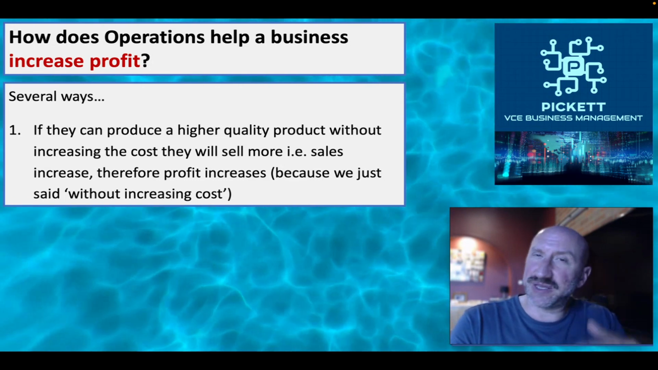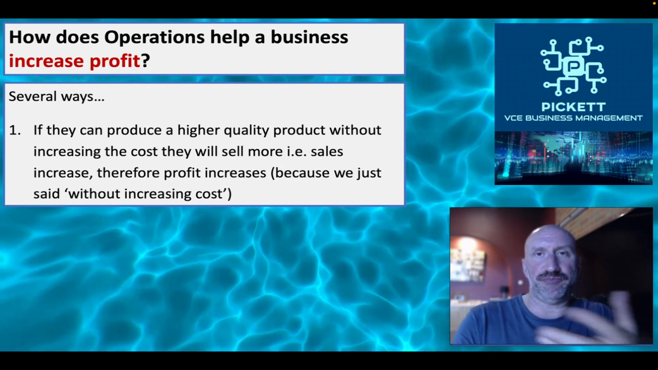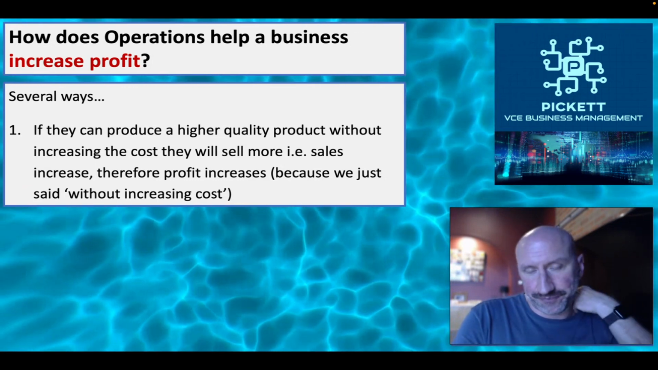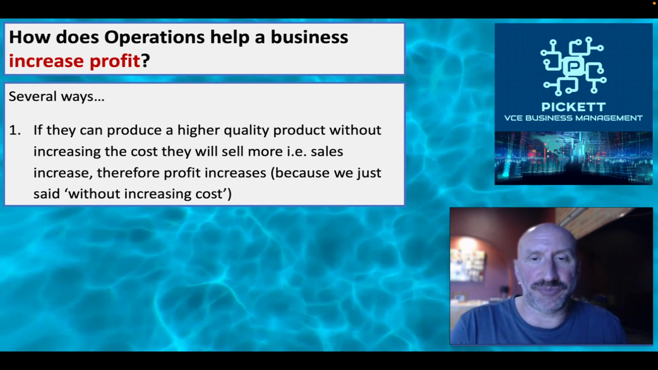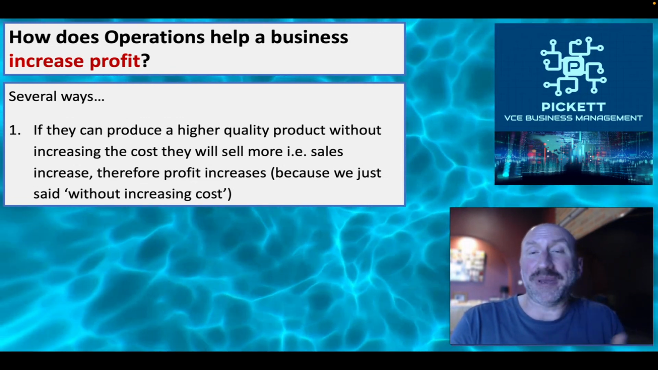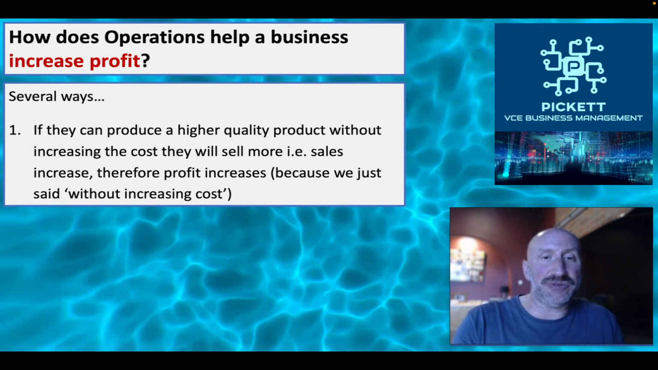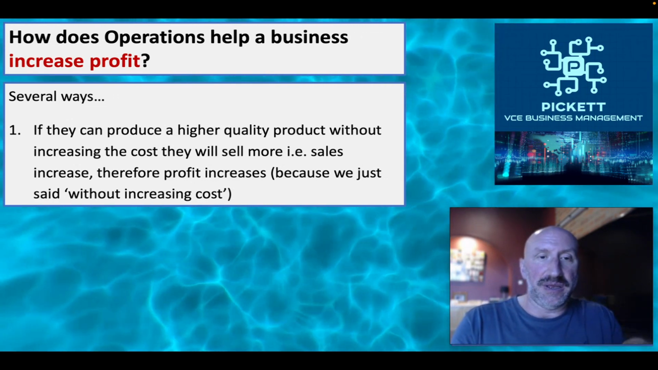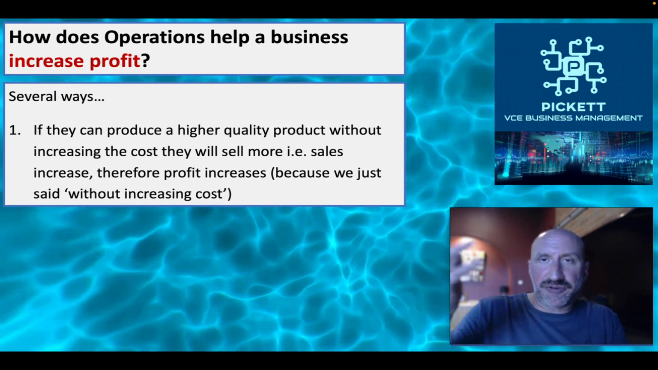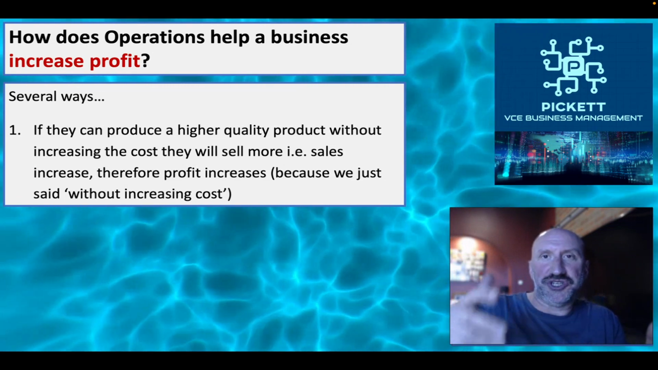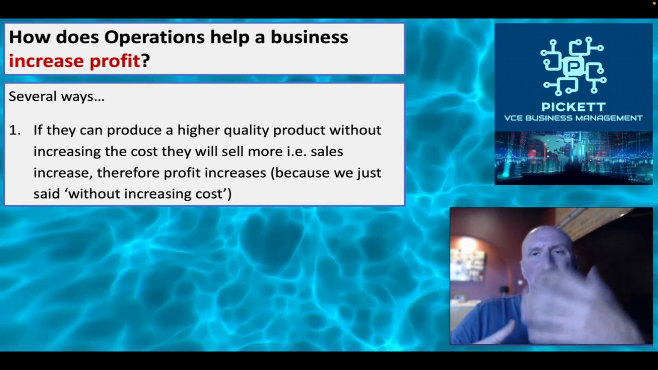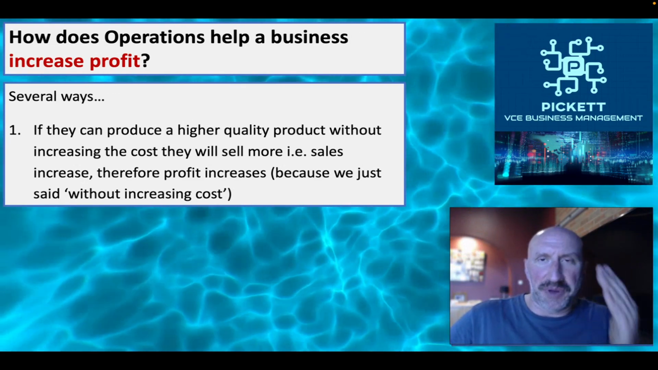Now, we said that operations are responsible for the production of the product or the service we are selling. So, assuming we know that, if operations can produce a high quality product without increasing the cost, they might be able to sell more. You could increase sales, therefore profit increases, because we just said without increasing cost. The idea being there's no point increasing quality if it's going to cost you millions more to do, because then the extra sales might not actually offset the cost. But there's logical steps there.